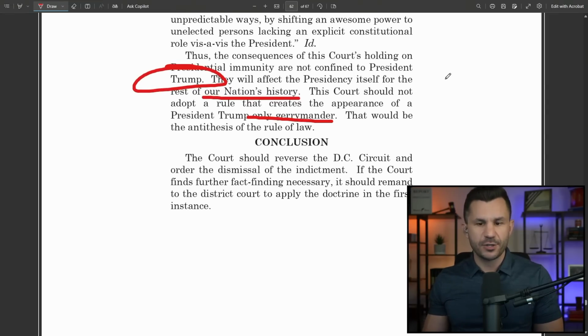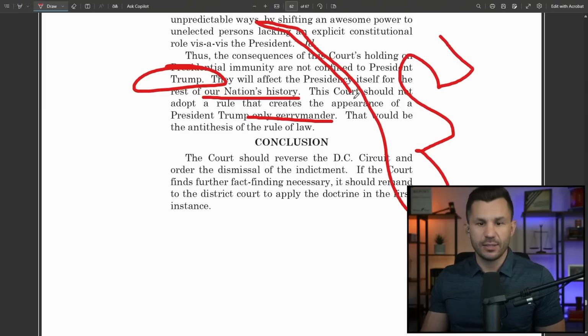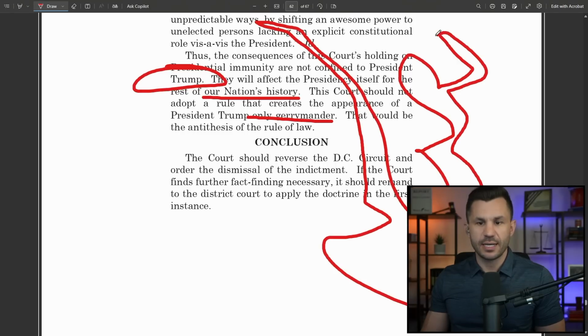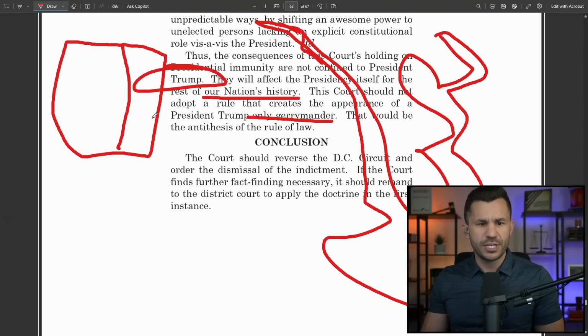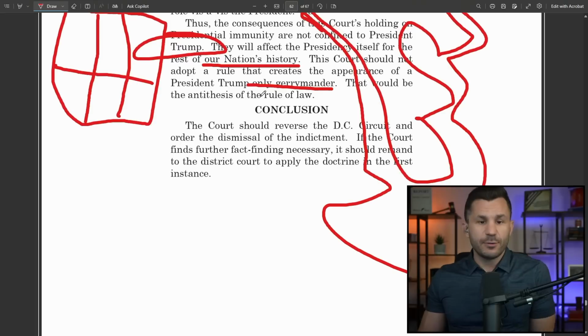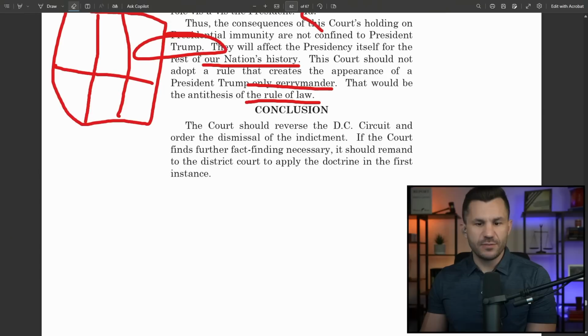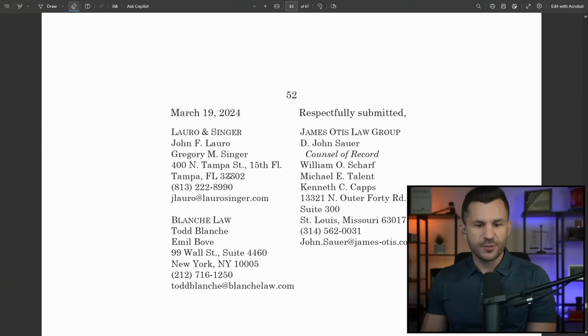And gerrymandering, it's like when they draw congressional districts like this, and they draw them all the way out like this. And then in this area, it's all Democrat voters, like in this area. How about you just draw your districts like this, right? They say, no, we draw it like that. Because we rig a district. That would be the antithesis of the rule of law. Saying this court should reverse Chutkan and order the dismissal of the indictment. If this court finds fact-finding necessary, it should remand to the district court to apply the doctrine in the first instance.